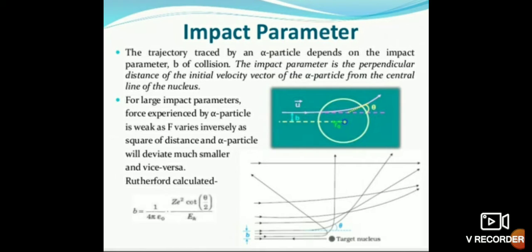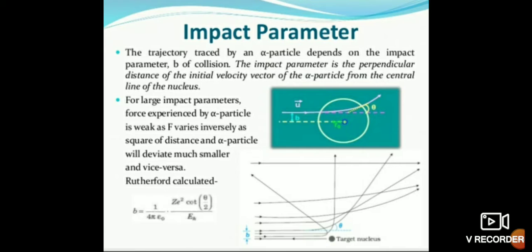Impact parameter. The trajectory traced by an alpha particle depends on the impact parameter b of the collision. The impact parameter is the perpendicular distance of the initial velocity vector of the alpha particle from the central line of the nucleus. For large impact parameters, the force experienced by an alpha particle is weak, as F varies inversely as the square of distance, and the alpha particle will deviate much less, and vice versa.